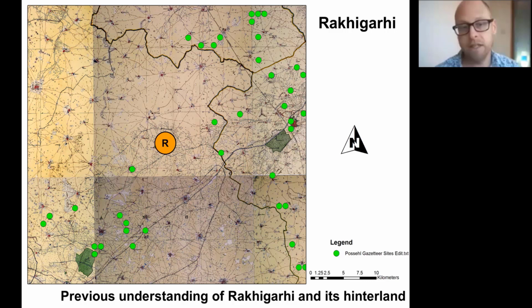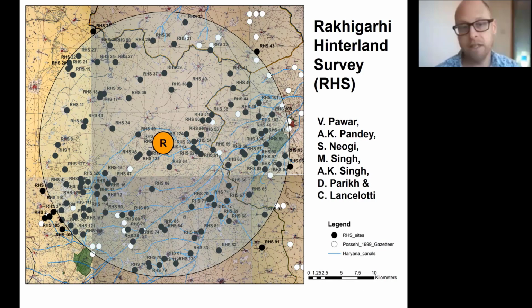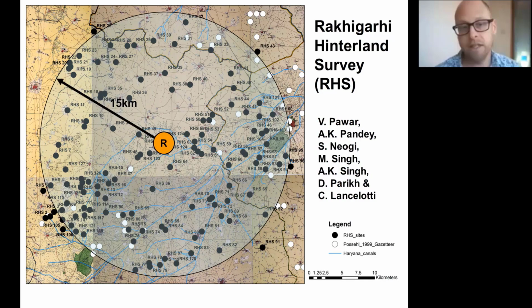So we conducted a survey within 15 kilometers of the site of Rakhigarhi, and we actually doubled the number of archaeological sites that were known in this region. And importantly, we realized that previous understanding was very limited, but we realized also that there was actually a very important set of data, historical information that had been collected almost 100 years ago that provided a really important source of information about the locations of archaeological sites.